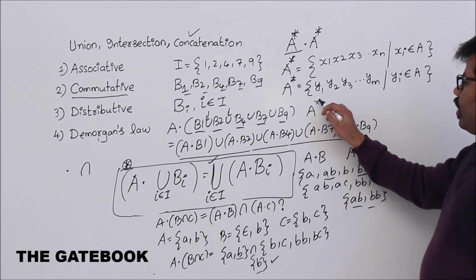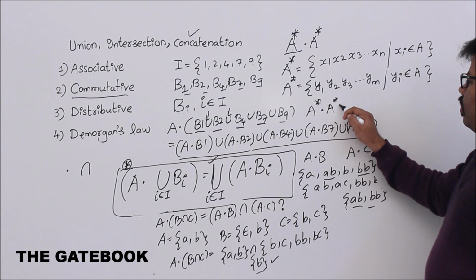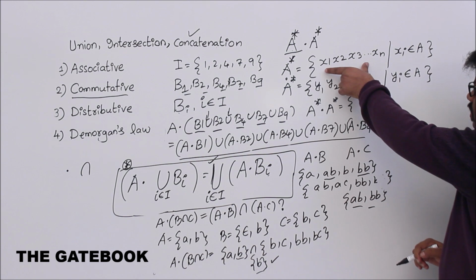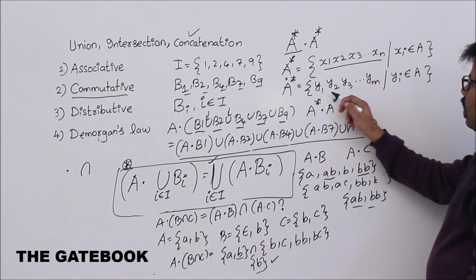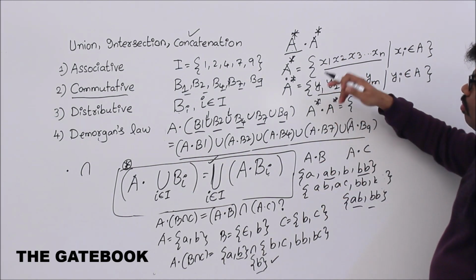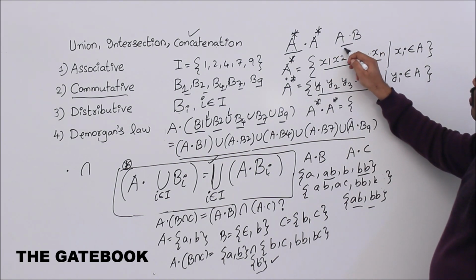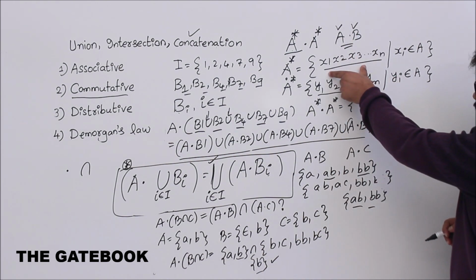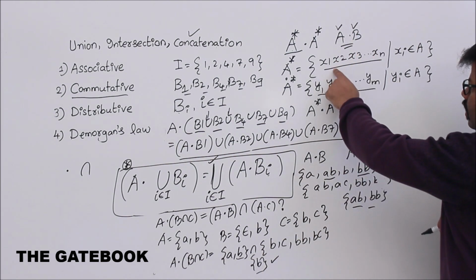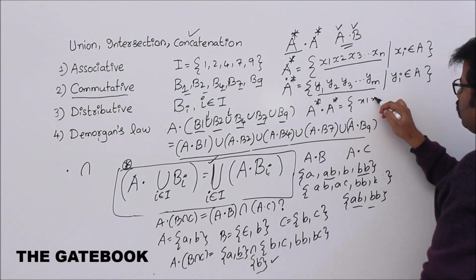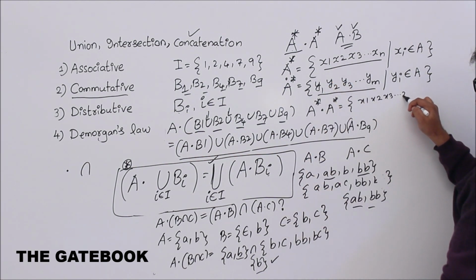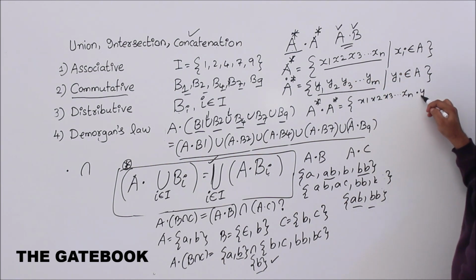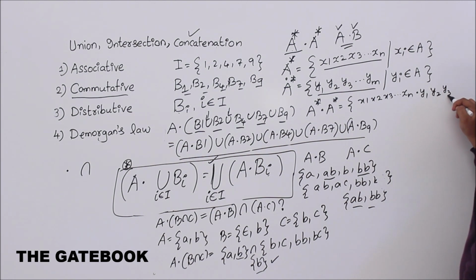If you do A star dot A star, what is going to happen? You take a string pattern from one set and another string pattern from the other set. You know the definition of A dot B. A dot B contains all the strings of A concatenated with all the strings of B. So this represents all the formats of the strings of A star. Let me write it: x1, x2, x3, and so on, xn, such strings concatenated with y1, y2, y3, and so on, ym.